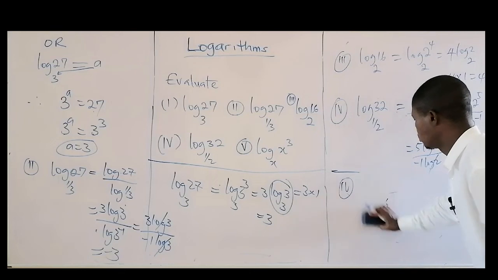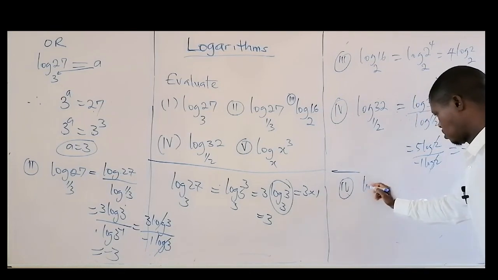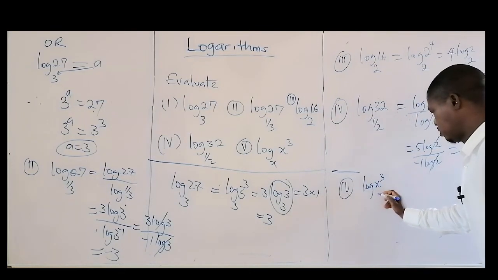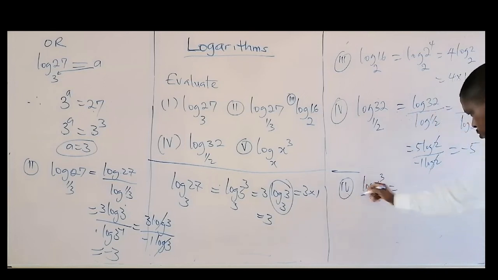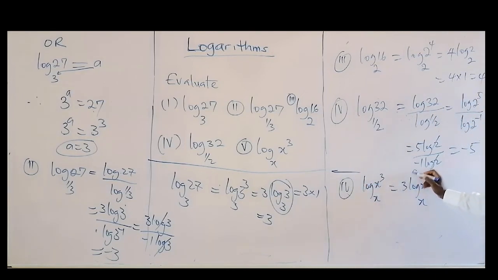Then the last one, log x cubed base x. The 3 will go to the front, and that will be log x base x, and log x base x is 1. So that's 3 times 1, and that's 3. And that's our question.